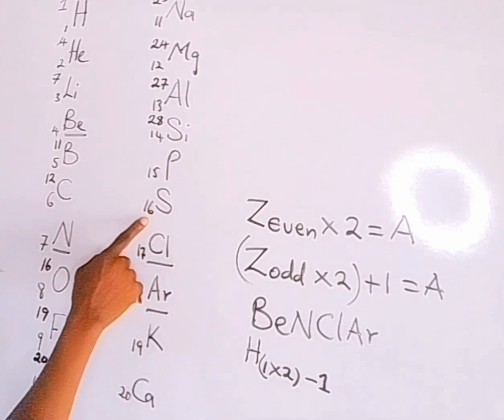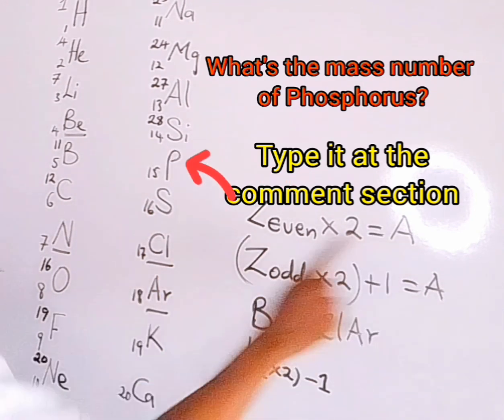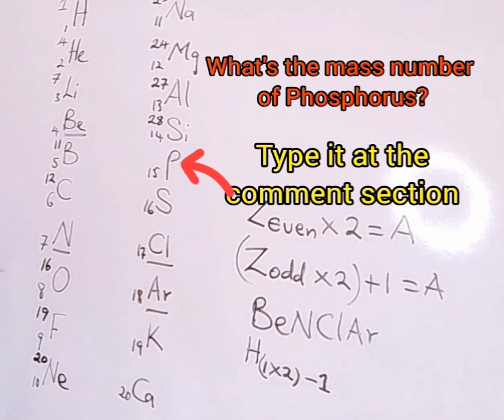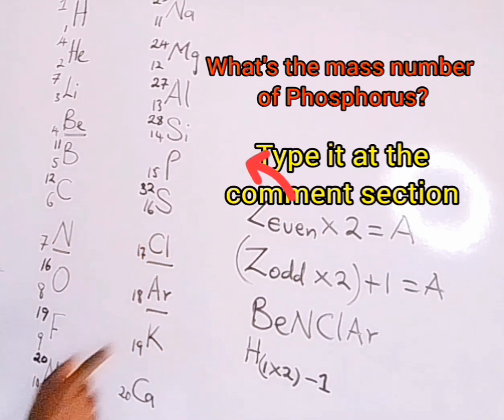Sulfur, the atomic number is 16, and 16 is an even number. So we multiply by 2 to get the mass number. 16 times 2 is 32. 32 is the mass number of sulfur. Chlorine is an exceptional case, so we leave it. Argon is also an exceptional case.